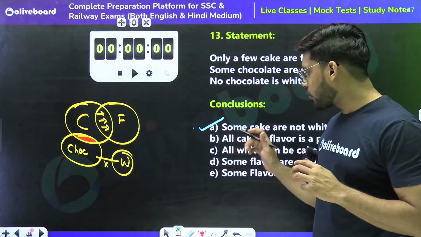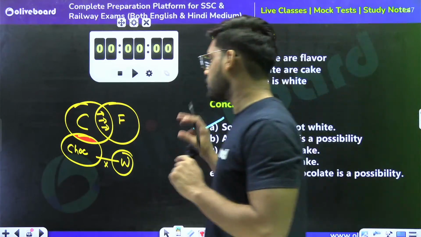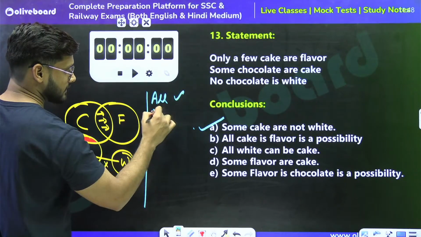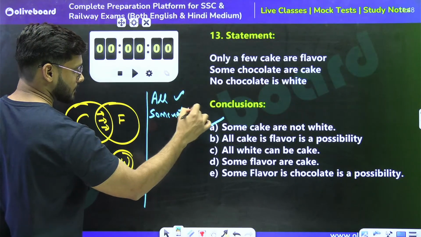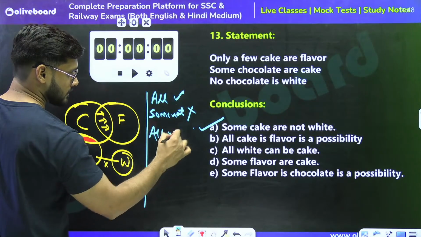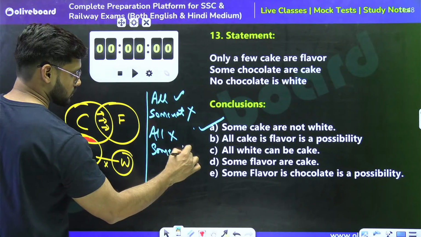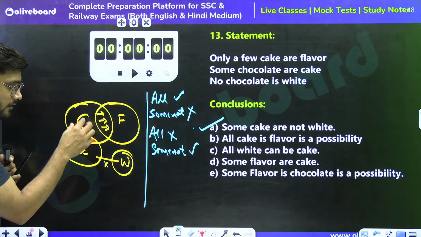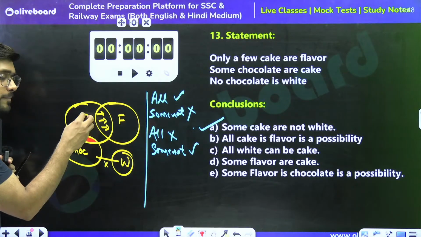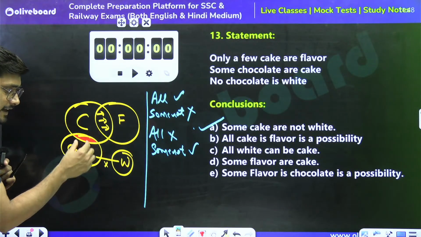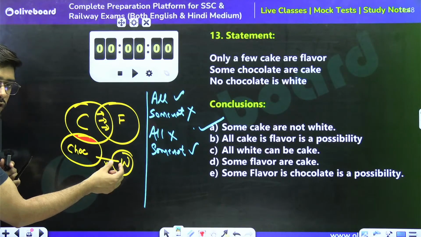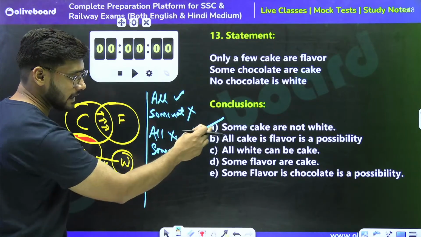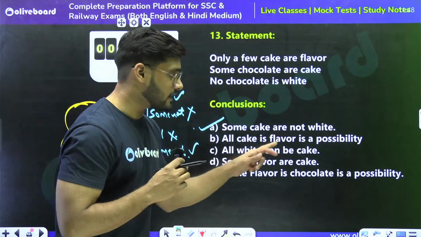I told you that whenever we have a some-not kind of conclusion, you can check it by the all. If all is true, then some not is false, and if all is false, then some not is true. So he is saying some cake are not white. Can you put all the cake in white? If you bring all the cake into white, with cake chocolate will also go, but chocolate cannot go inside white. That's why all is wrong, and if all is wrong, some not is right.